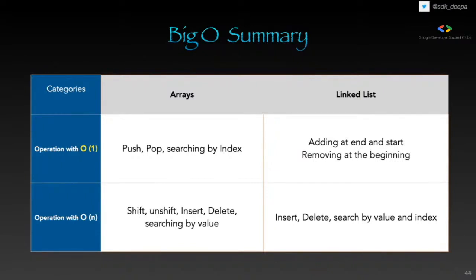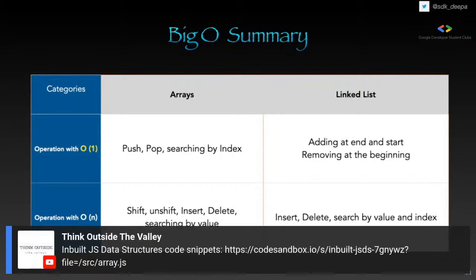All these operations, such as pushing an item in an array, removing it, or searching by index, are all big O of 1. For a linked list, adding at the end and start, and removing at the beginning, would be beneficial. It depends on what your use case is and what kind of operations you want to perform, and based on that, each of these data structures has its own benefits. However, it also depends on the input size.